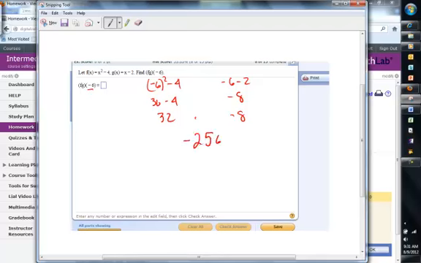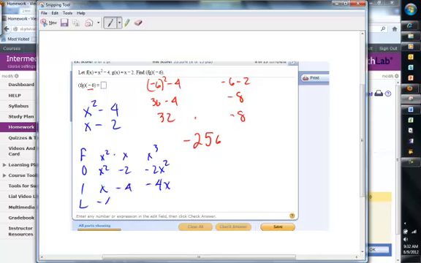The other way to do it would be to take f times g, x squared minus 4 times x minus 2, and we can FOIL that. And we get x squared times x is x cubed. x squared times negative 2 is negative 2x squared. x times negative 4 is negative 4x. And negative 4 times negative 2 is 8.